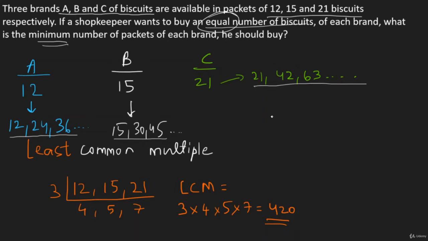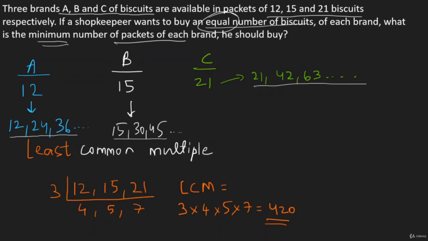That's 420, right? 3 into 4 is 12. 5 into 7 is 35. 12 into 35. If you do the math, you'll get it as 420. Now, remember, we are not at the end of the problem yet, because the question does not talk about the number of biscuits he buys, but the number of packets of each brand.